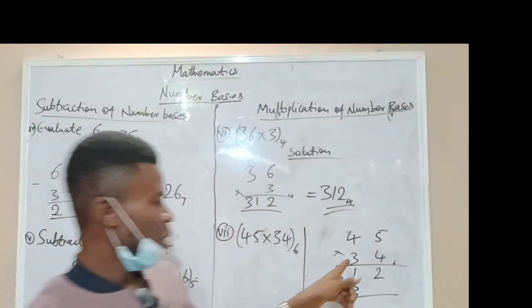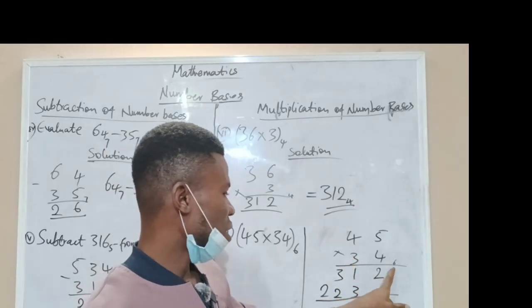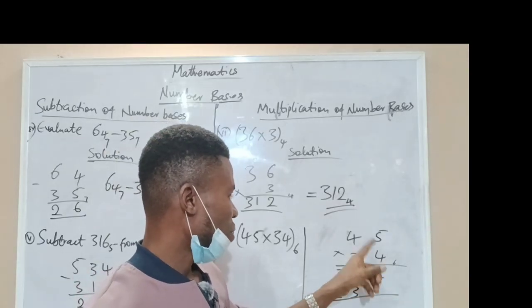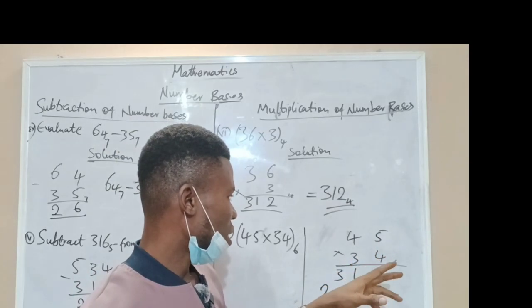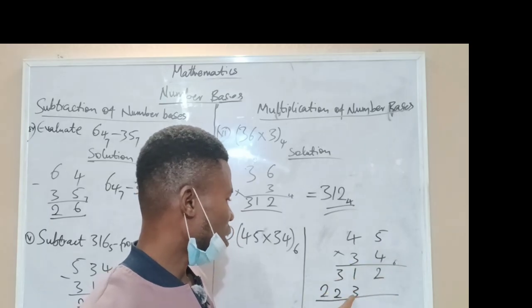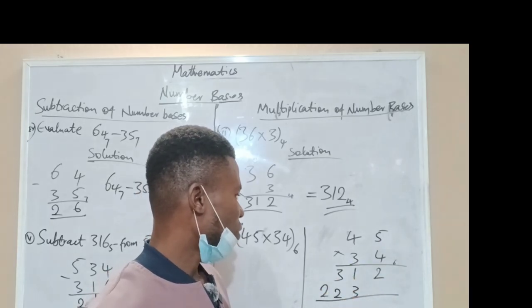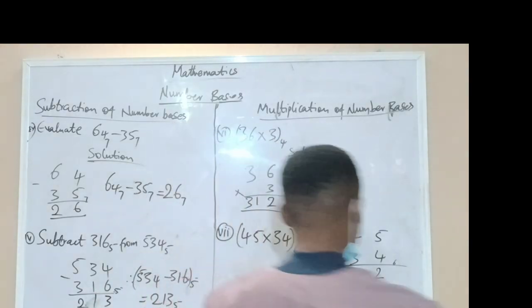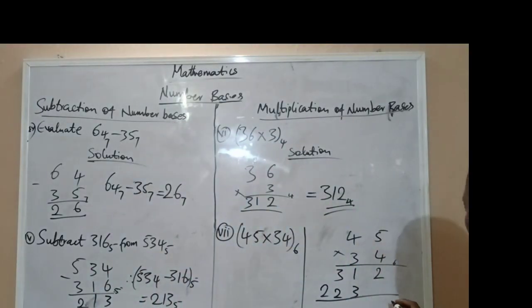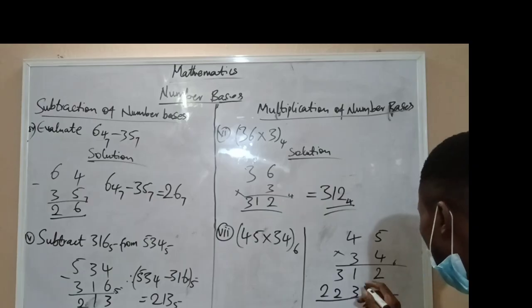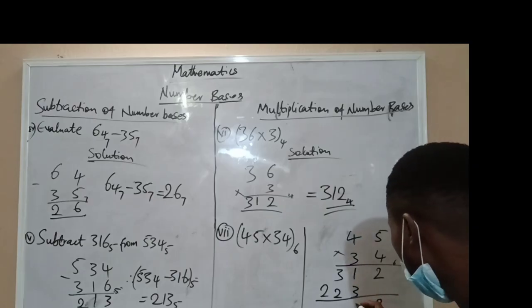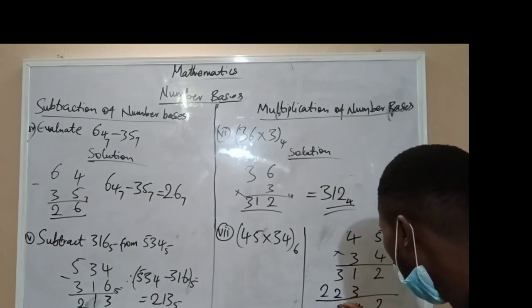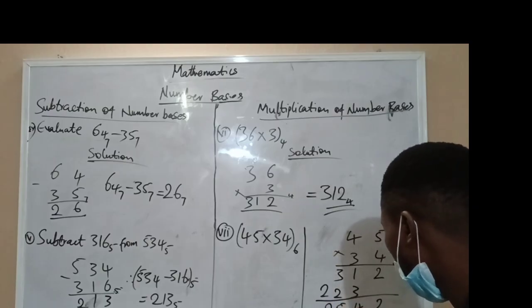Let's check it again. 3 times 5 is 15. Then 6 in 15. We have 2, 2 remainder 3. Then 3 times 4, 12. 12 plus 2 is 14. 6 in 14 is 2, 2 remainder 2. Okay. Now, when we add them, we have 2, 4, 5, 2.